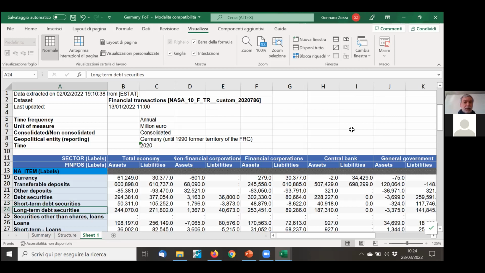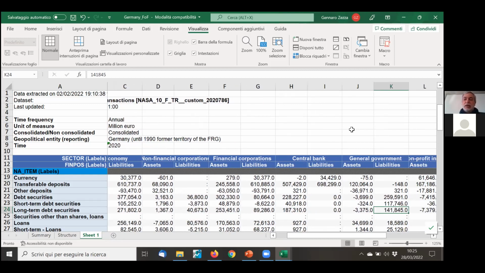So let's take the long-term debt securities, and non-financial corporations are about a half of financial corporations in terms of debt. But financial corporations are obviously the largest amount of long-term debt being held, sorry. And I would expect the government in any other country to have the largest stock of long-term debt. In Italy, it is obviously the Italian government to have the largest long-term debt of any sector, but in Germany, the government only has 141 billion in liabilities, long-term liabilities. Well, actually, there is also the debt securities, which are also part of government debt.